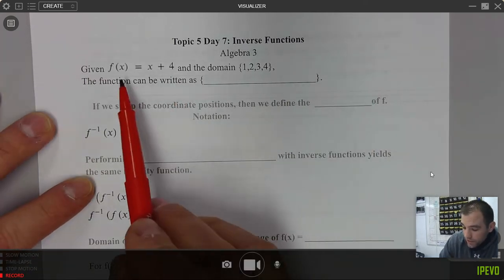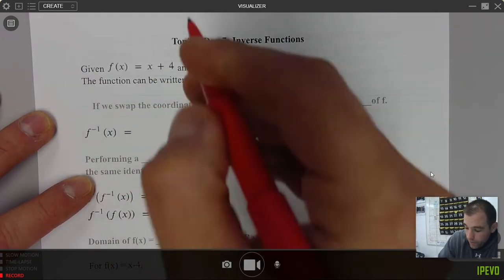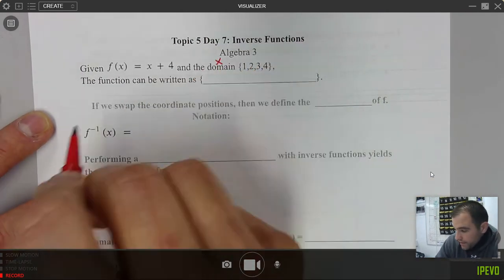So this very first thing says: given f of x equals x plus 4, and the domain is 1, 2, 3, 4. Now, remember, the domain is the same as the x values.